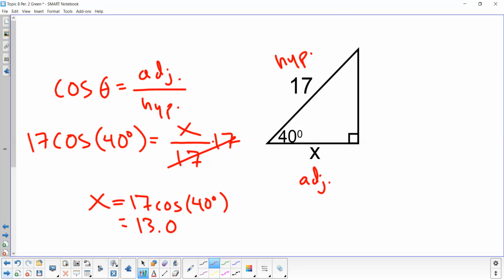So far, so good. In our answer, should we put degrees? No, it's not degrees. Oh, yeah, x is the length of a side. Right. So we'll get into very soon how to actually use trig to find the angles.